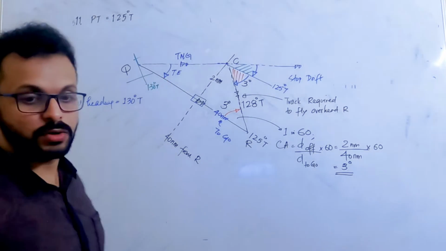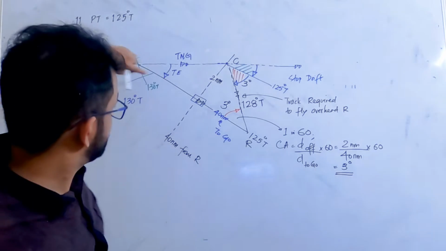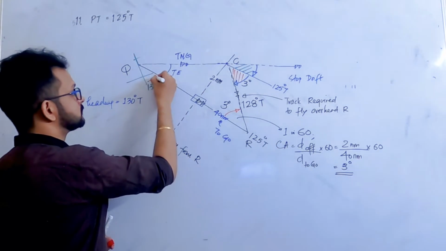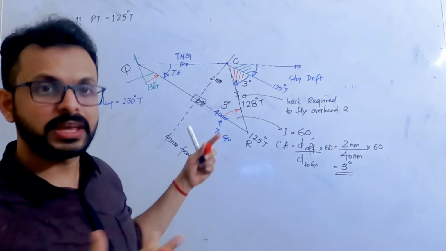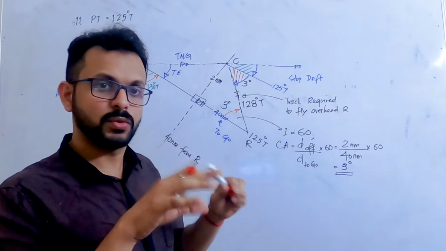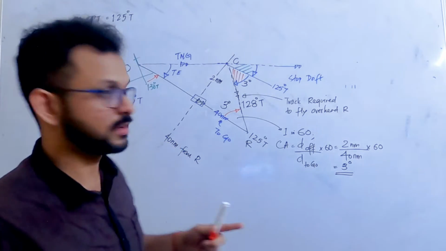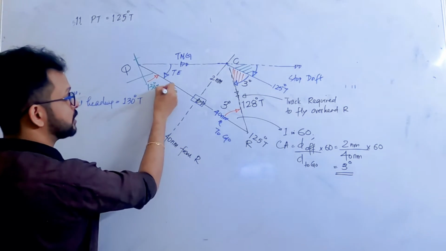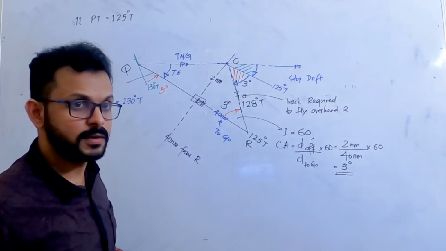What is the immediate value that I can find out from here? When you have the heading and I have the planned track, what drift is it? It is the port drift. Now see, that again, drift is not a real consideration here. You don't have to think about drift, but I'm just trying to put that through as a kind of revision. It's always measured from heading to the planned track. 130, 125, therefore it's 5 degrees. What drift is it? Port drift.